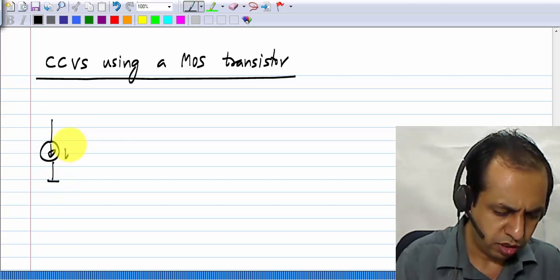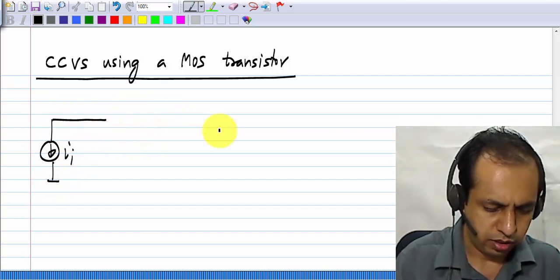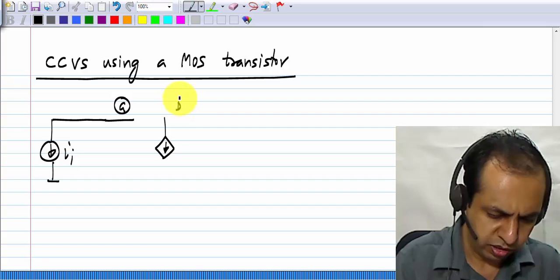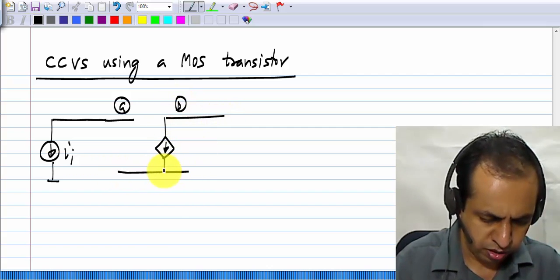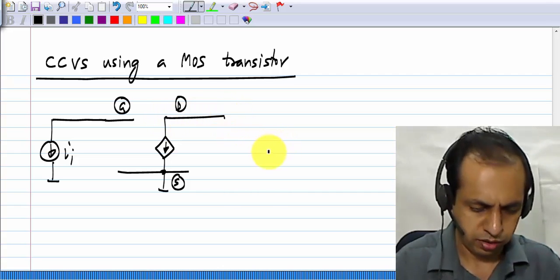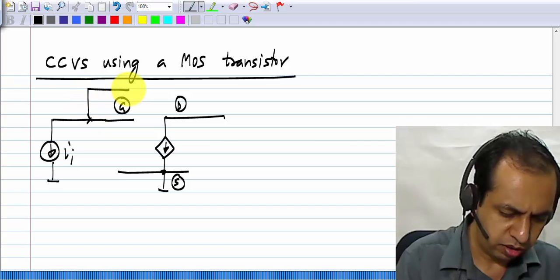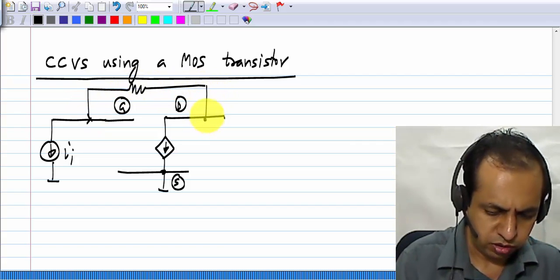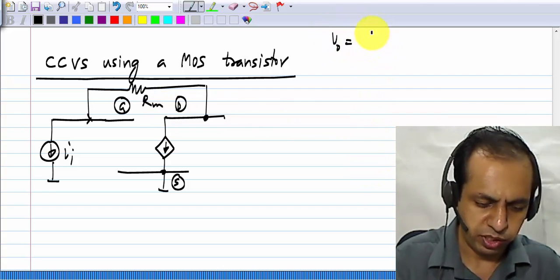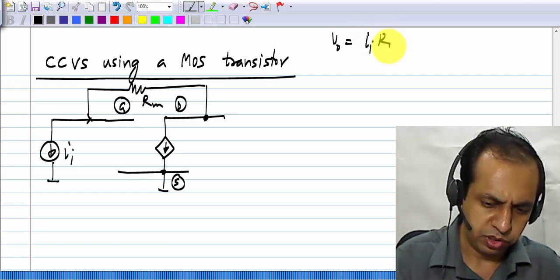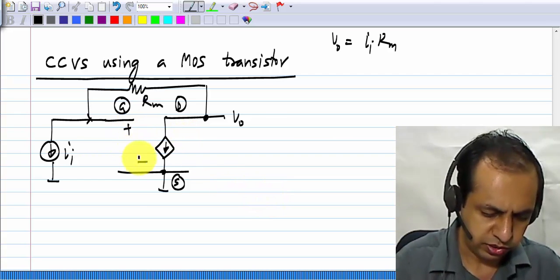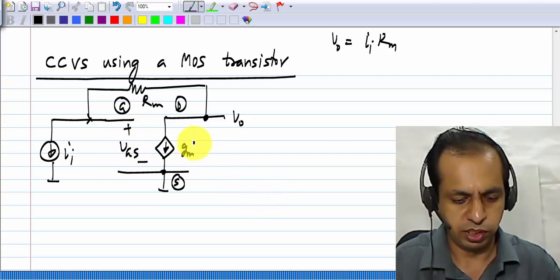We have the input current source II, and we have the MOS transistor here: gate, drain, and source. And we have to connect the resistance which represents the transresistance. That is, we want V0 to be equal to II times Rm. So the output V0 is over there. This is VGS and this is GM times VGS.